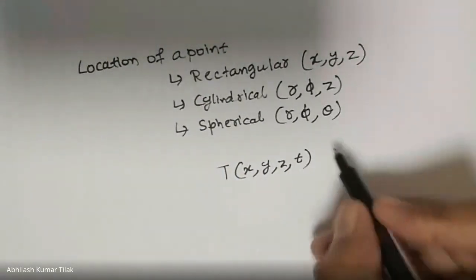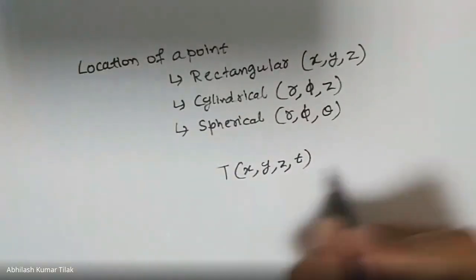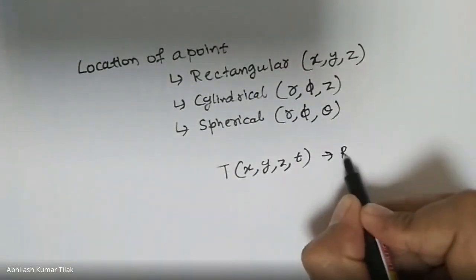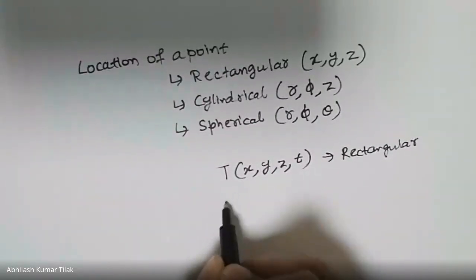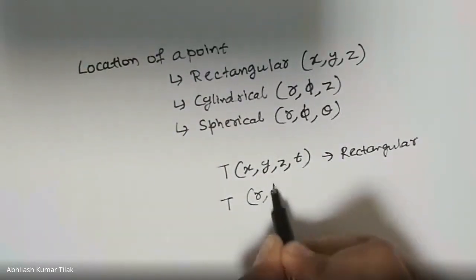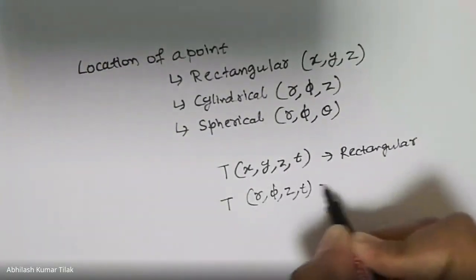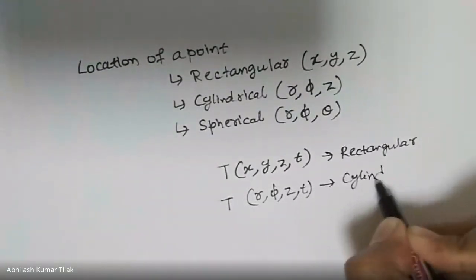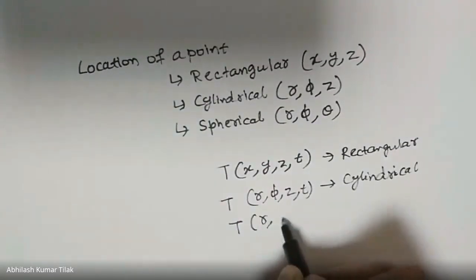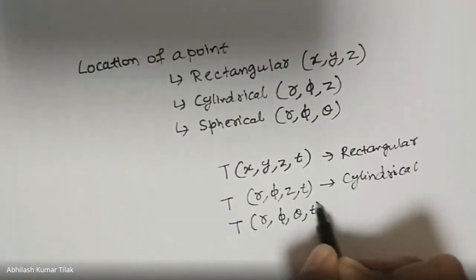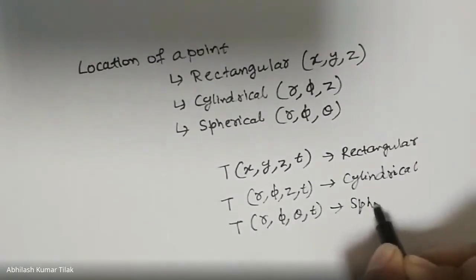And this is for the rectangular coordinates. For the cylindrical coordinates, I can write the temperature as a function of r, phi, z, comma t for cylindrical. In case of spherical, it would be T as a function of r, phi, theta, comma t for the spherical coordinates.